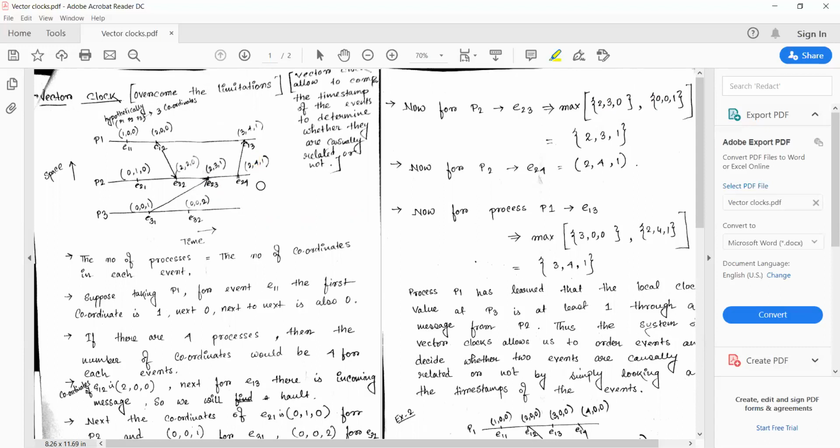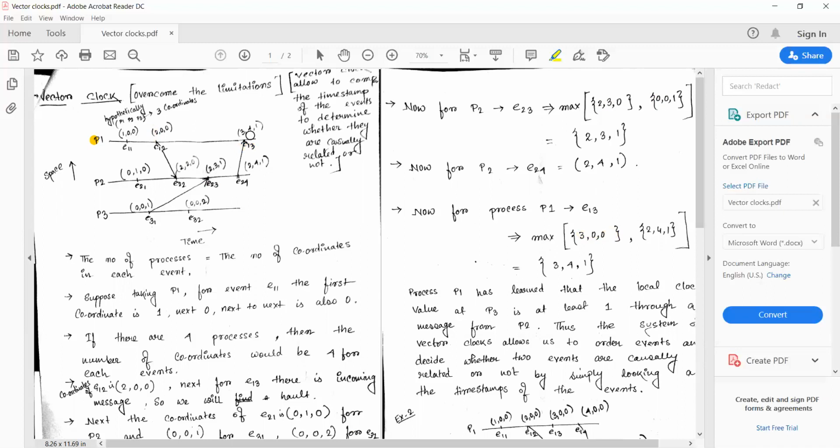Now the next is E13. For the process P1, we are finding the clock values for E13. See, E12 happened before E13. So which value will get changed if there is no incoming message? That is only the value of the first coordinate. So it will get changed by plus D. So 300.